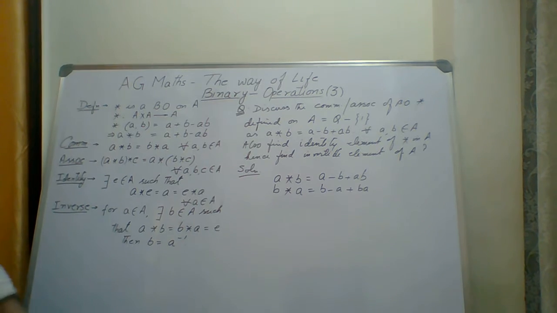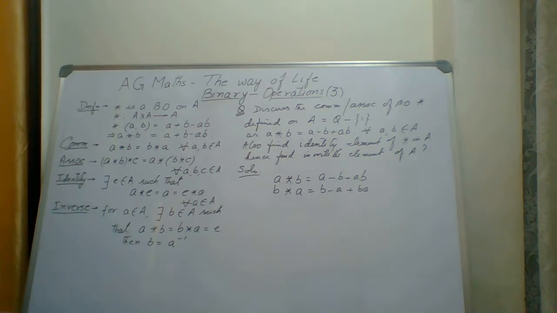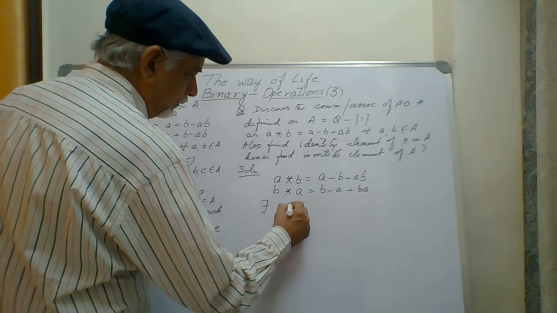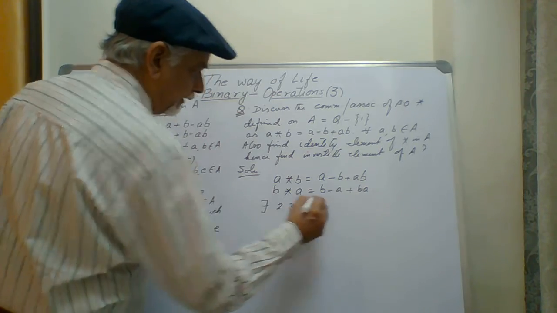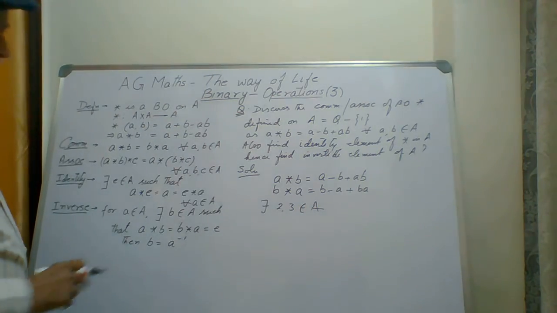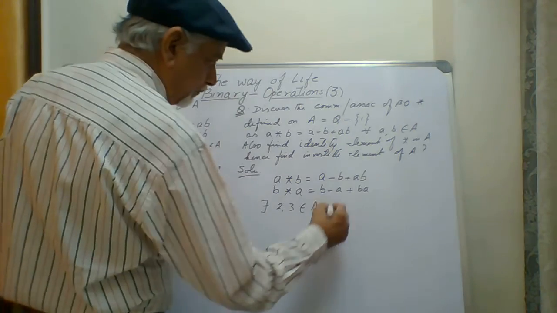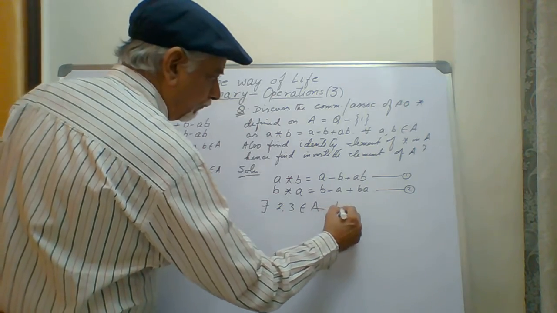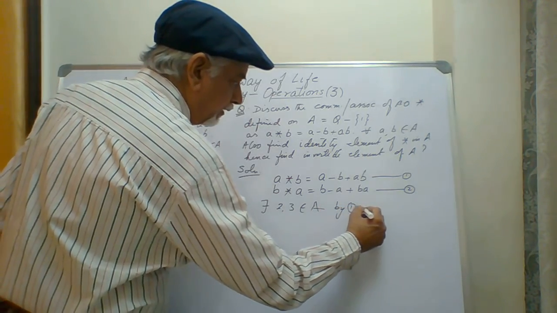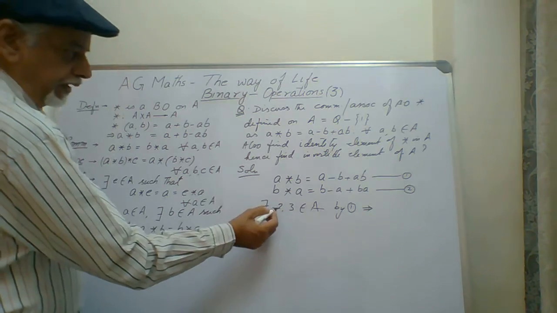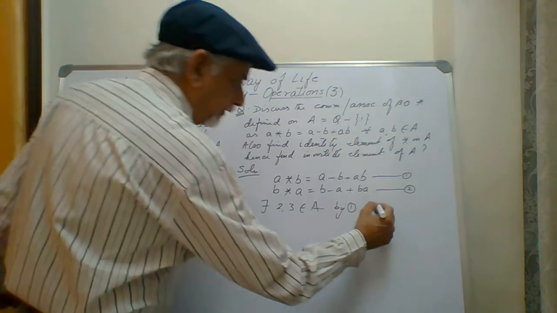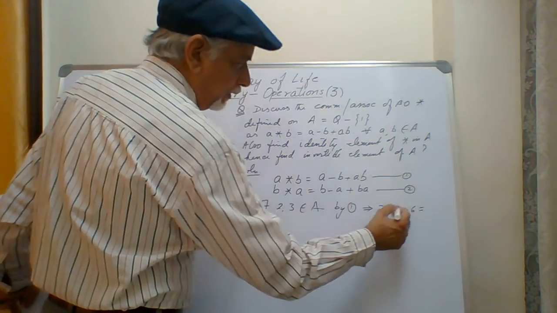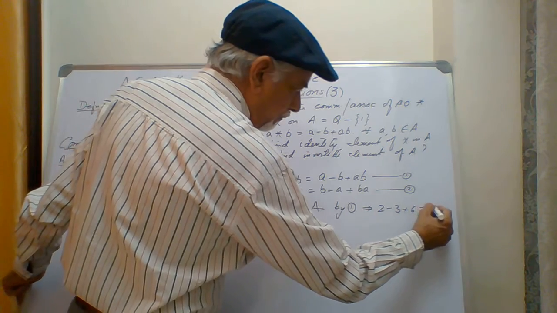Now suppose there exist two numbers, 2 and 3. For example, we have taken that 2, 3 belong to set A. Then it will follow this result. So by the first one, suppose this is first and this is second, by the first result, what we get? We can write, instead of A I write 2 and instead of B I write 3. So you get 2 minus 3 plus 6, which is equal to 8 minus 3, which is 5.